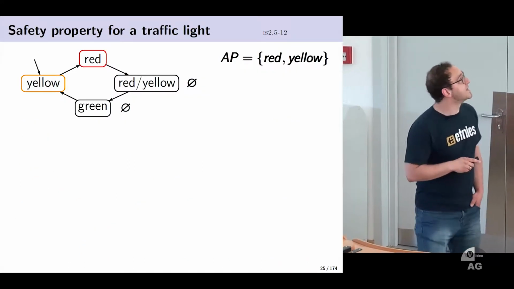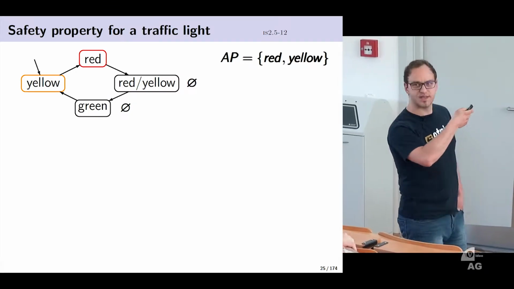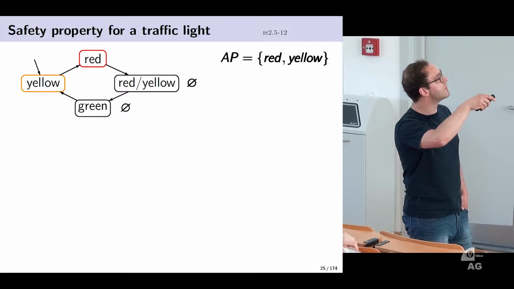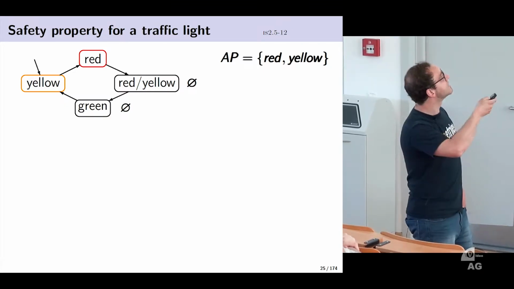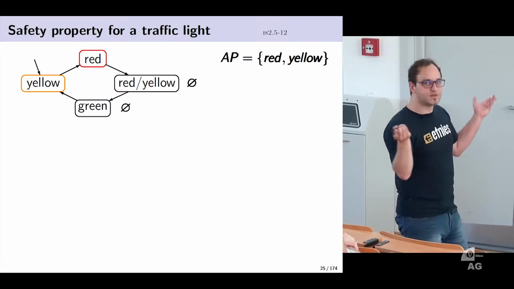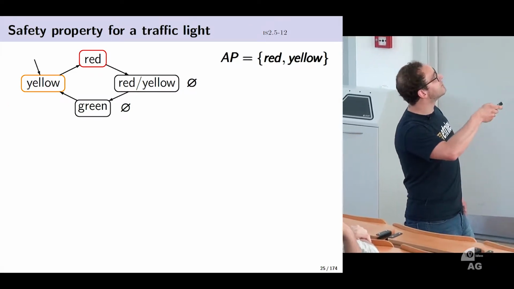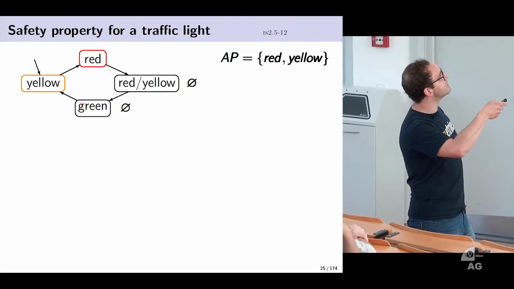Let's look at an example. So here, can you see the colors here? So the labeling with yellow and red, and these two are labeled with the empty set. It's a transition system, supposed to model some kind of traffic light. It can go from yellow to red, red to red and yellow, to green and back.